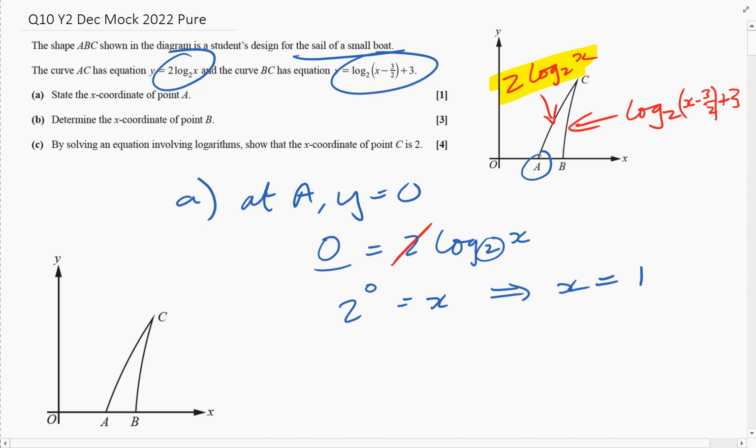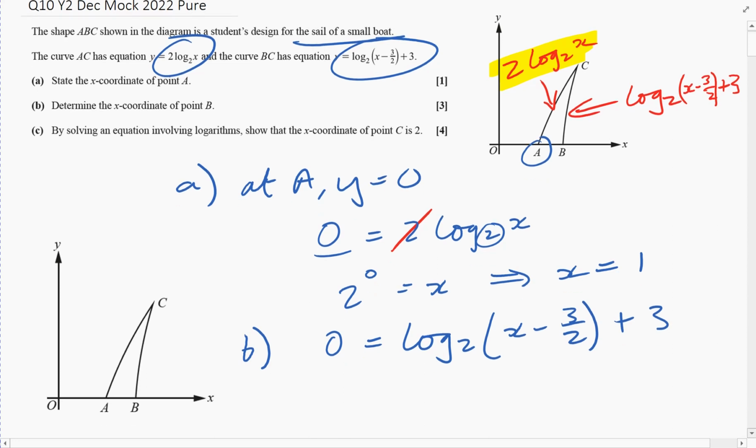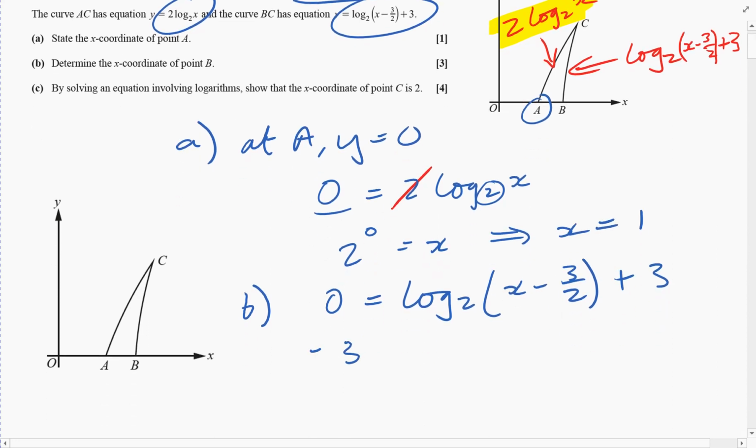And then for part B, it's very similar. You just put y equals 0 into the other equation, so 0 equals log 2 of (x minus 3 over 2) plus 3. We want to rearrange that to get x on its own. So let's subtract 3 first. And again, you need to use the laws of logarithms.